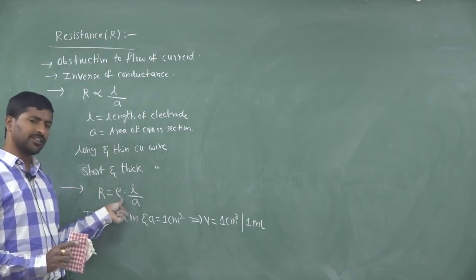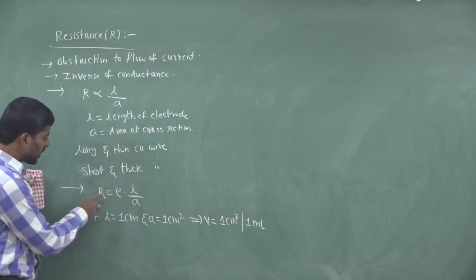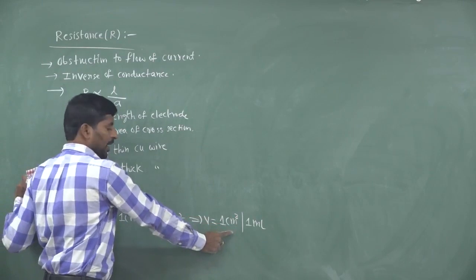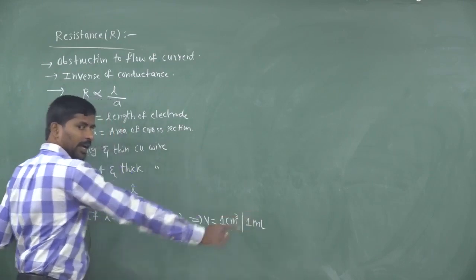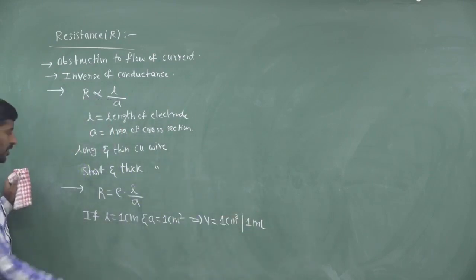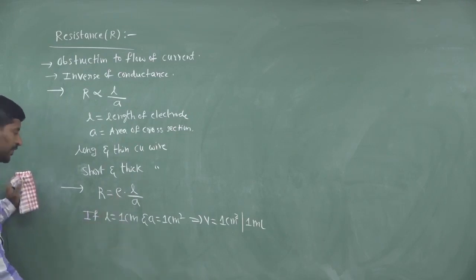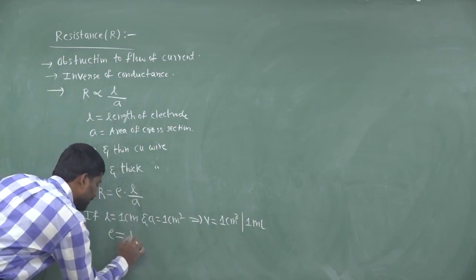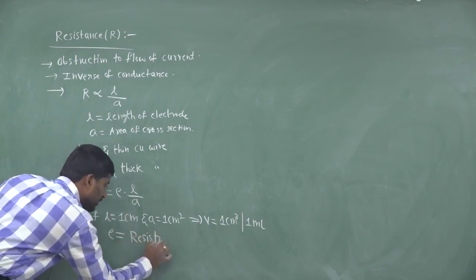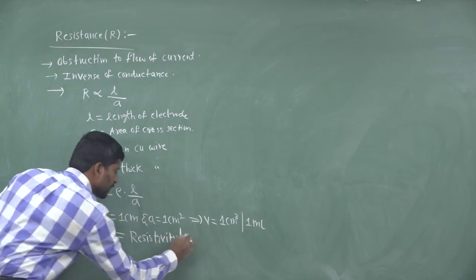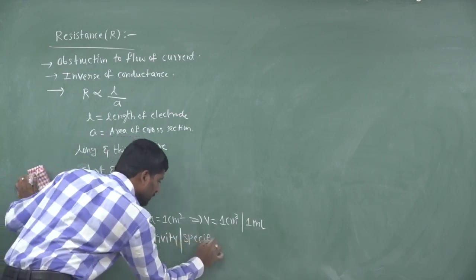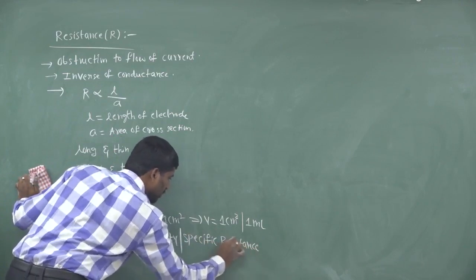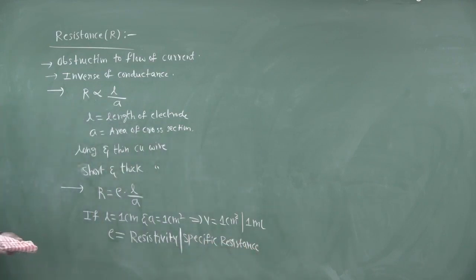Why is it called specific resistance? Since it is nothing but resistance shown by 1 centimeter cube electronic conductor or 1 ml electrolyte solution. That's why it is also called as specific resistance. So rho is called as resistivity or specific resistance.